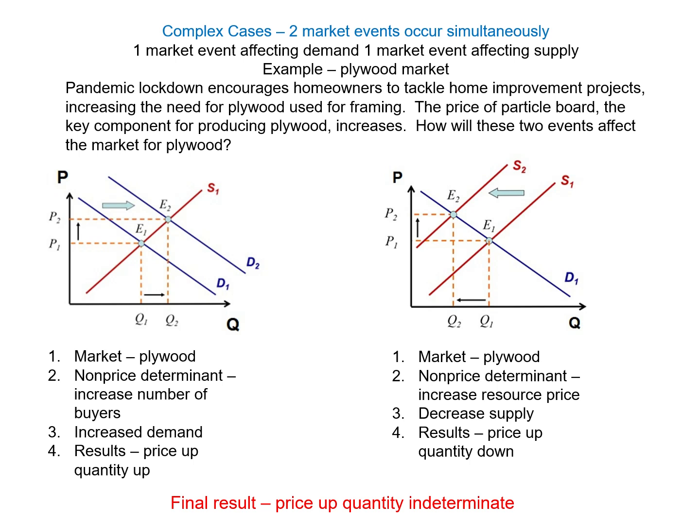On the right-hand side, same drill. The market, plywood. Increase in the price of a resource, decreased supply. Notice equilibrium began at S1, D1, P1, Q1 on the right-hand side. Leftward shift in the supply curve, decrease in supply from S1 to S2. At the new equilibrium, E2, price up, quantity down.